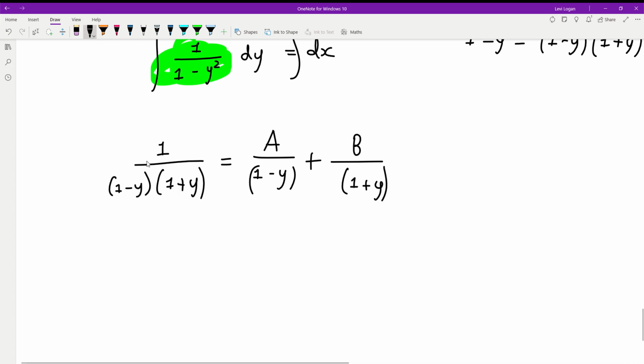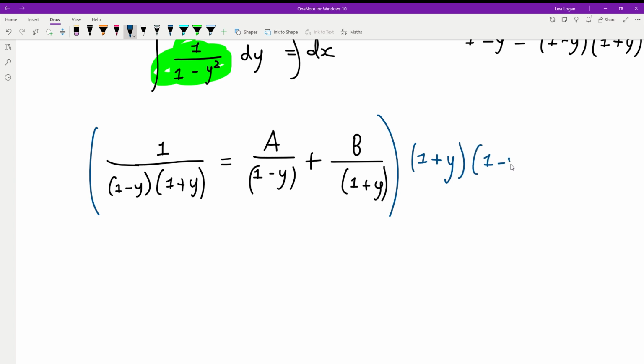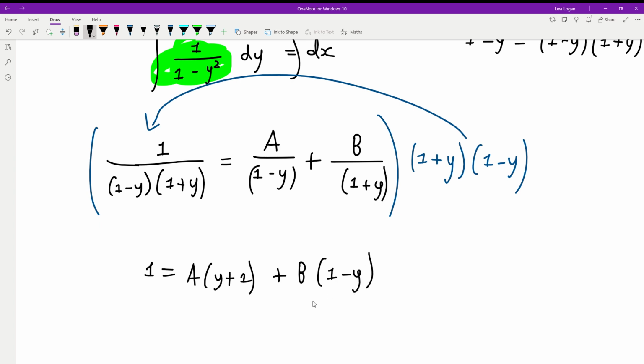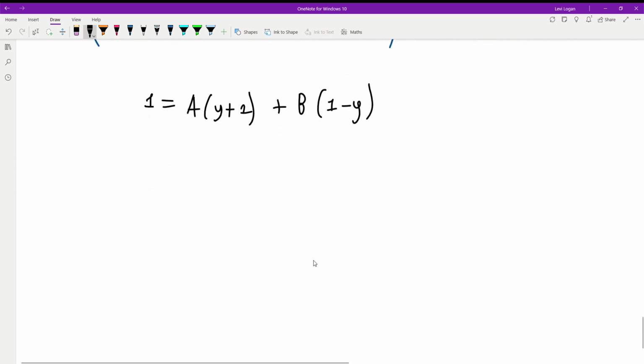Now, if I multiply everything by 1 plus y times 1 minus y, this side, you're just going to get 1 on the left hand side. If I apply it here, what's going to cancel out is the 1 minus y, so what I'll have is a times y plus 1. And then the b will be the opposite: it will be b times 1 minus y. So I can work out the a and b by substituting values of y.